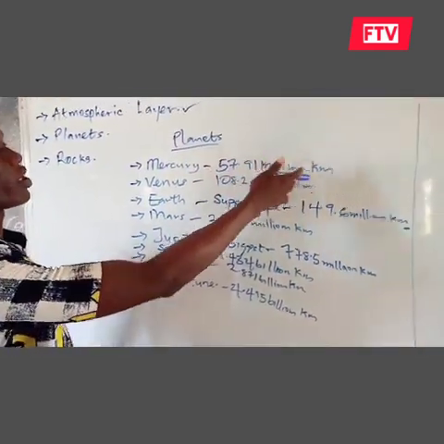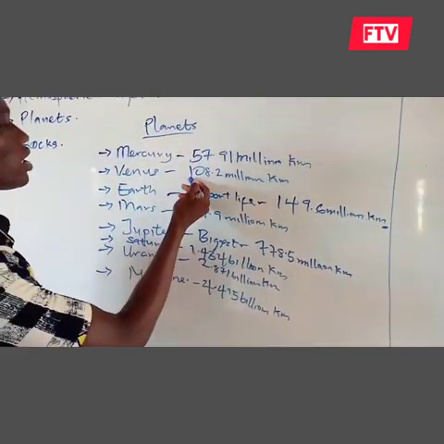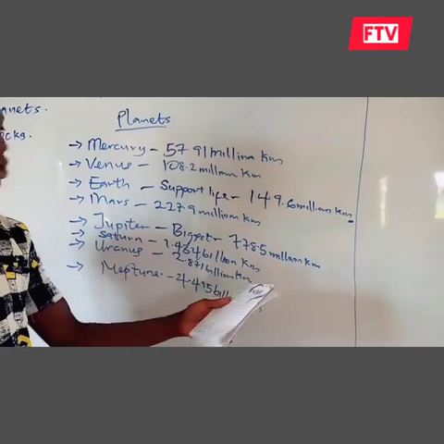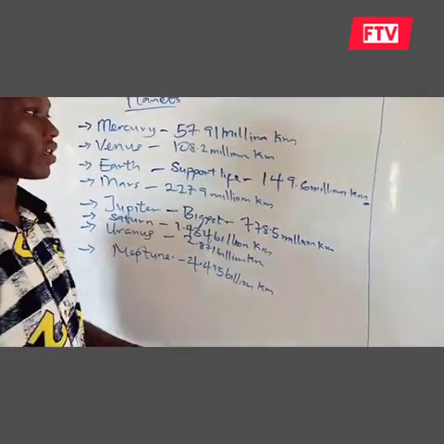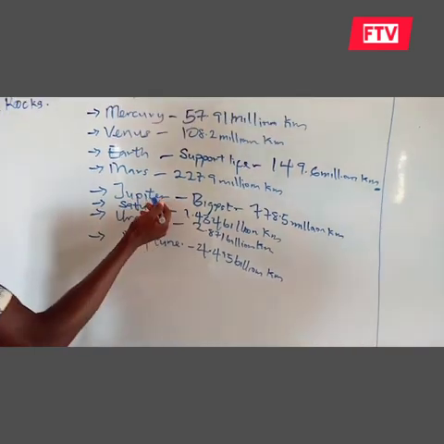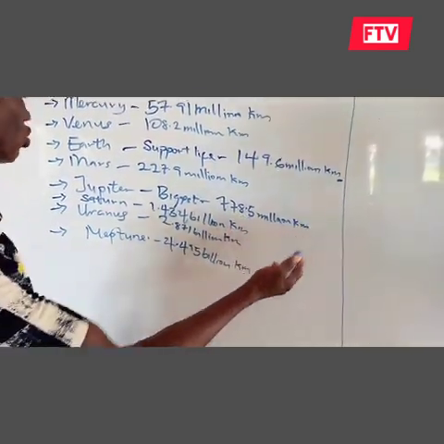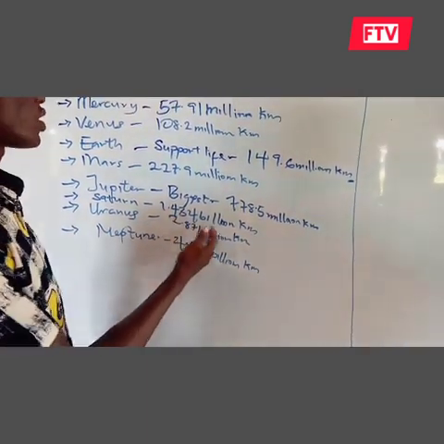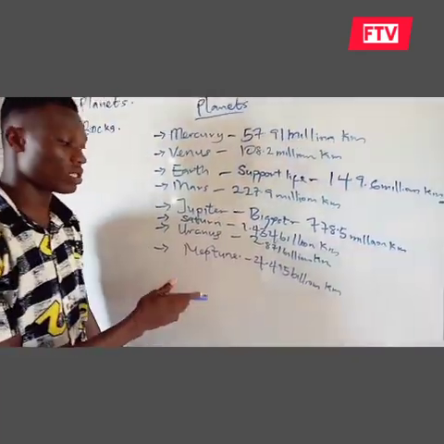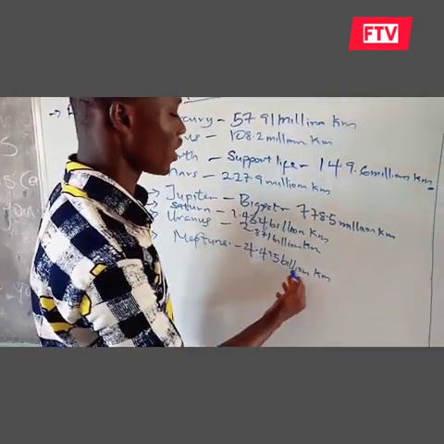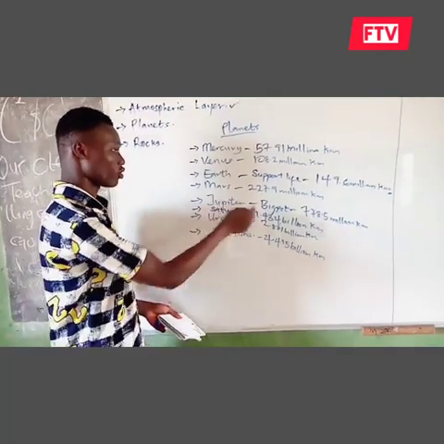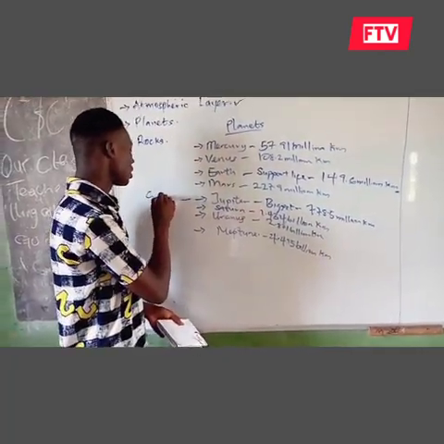Mercury is 57.91 million kilometers. Venus is 108.2 million kilometers, the distance between the planet Venus and the sun. And the Earth, which supports life and is where we are living, is 149.6 million kilometers. Mars is 227.9 million kilometers. Jupiter, which is the biggest, is 778.5 million kilometers, Saturn is 1.434 billion kilometers, and Uranus is 2.87 billion kilometers. Neptune, which is the last one, is 4.495 billion kilometers. And now let me quickly add this. They can ask you about the giant planet out of these, which I told you before is the biggest. It's also called the giant planet.